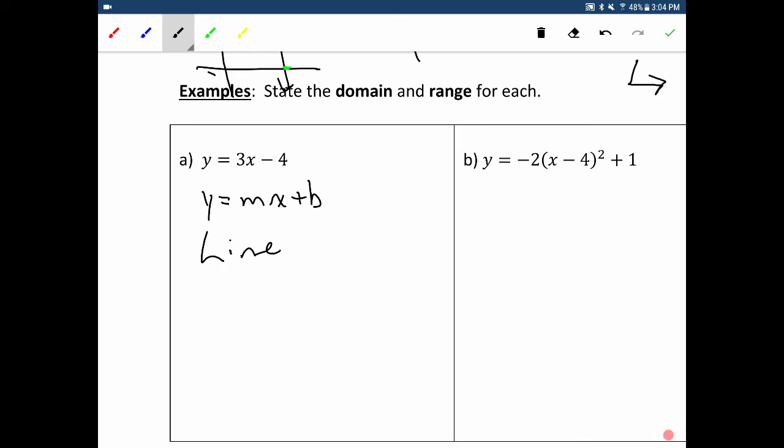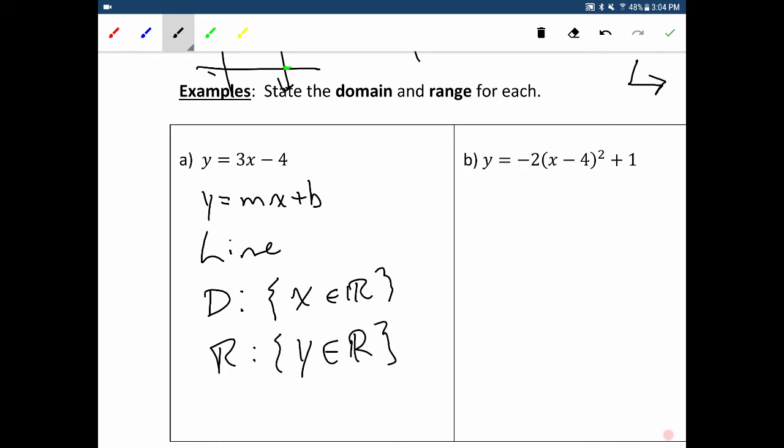So we know it's a line and we can see it's got a slope and a y-intercept, but that's not really what matters. All that matters is it's a line, which means that our domain is going to be x is an element of the real numbers. And our range is going to be y is an element of the real numbers. And that's all there is to it. So once you've determined that it's a line, that's all you need. Okay.